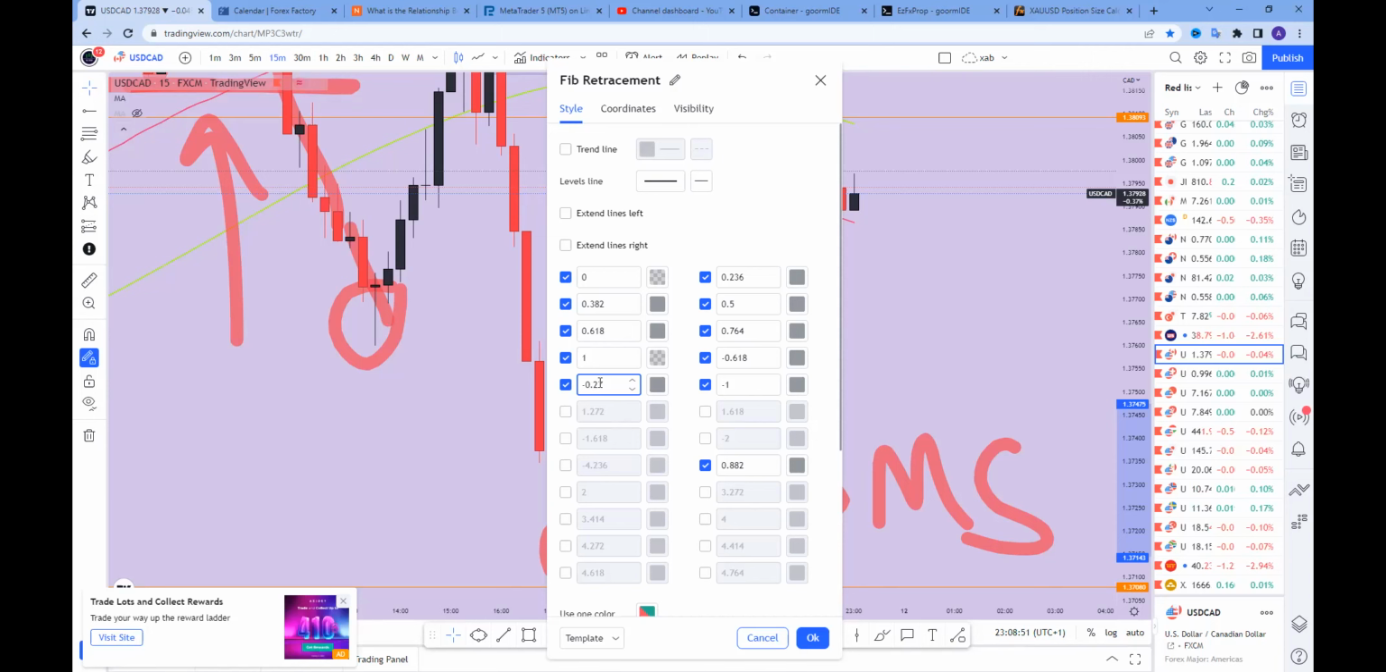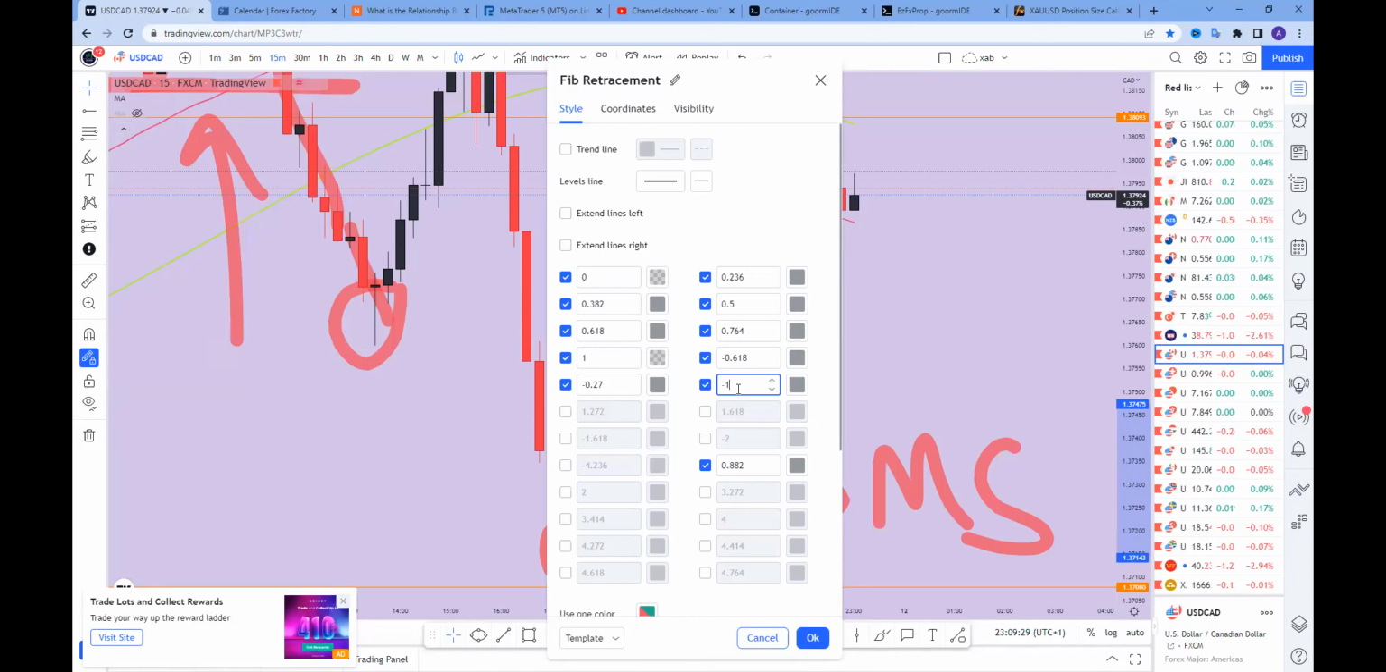So if you look at this, you see that there are levels that have minus in front of them. You're seeing minus 0.27, minus 0.618, minus 1. All these levels that have minus are actually levels that I use for my take profit. I start from level 0. Level 0 is usually my TP1. Minus 0.27 is TP2. Minus 0.618 is TP3. And then minus 1 is TP4. Did you get that, or should I come again?